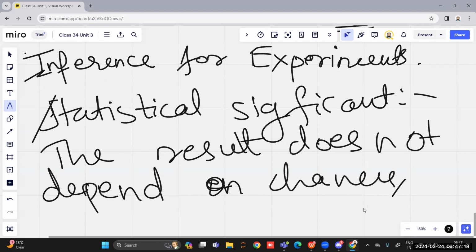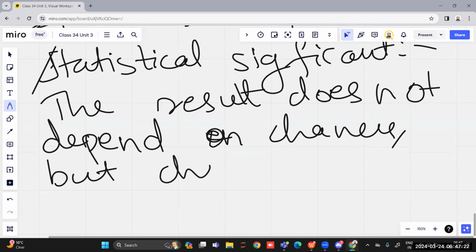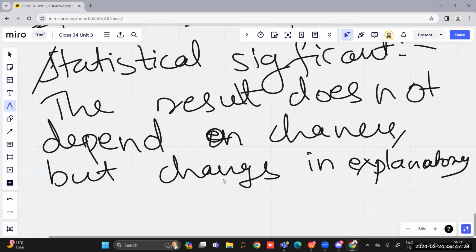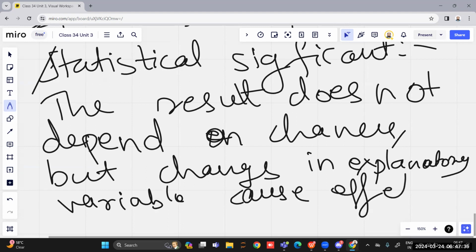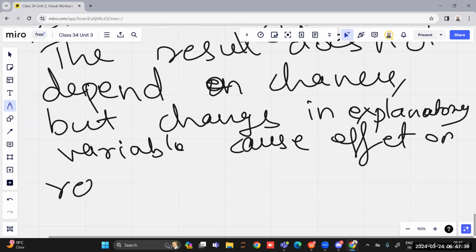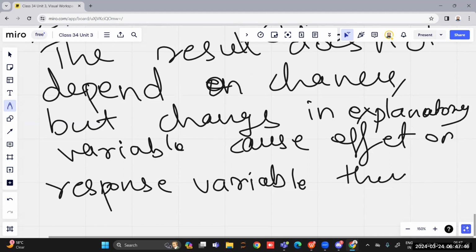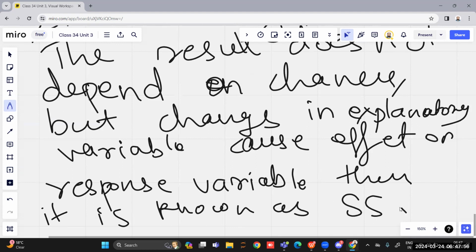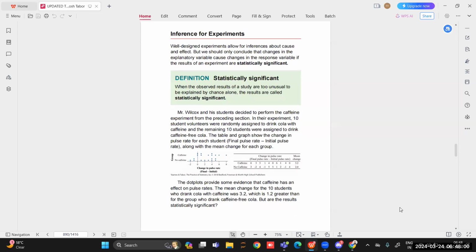chances, but changes in the explanatory variable cause an effect on the response variable, then it is known as statistically significant results. It means that the experiment that we have done is statistically significant. If it is happening based on chance, then whatever experiment you have concluded, whatever observations you have made, that's the reason. Is it clear?